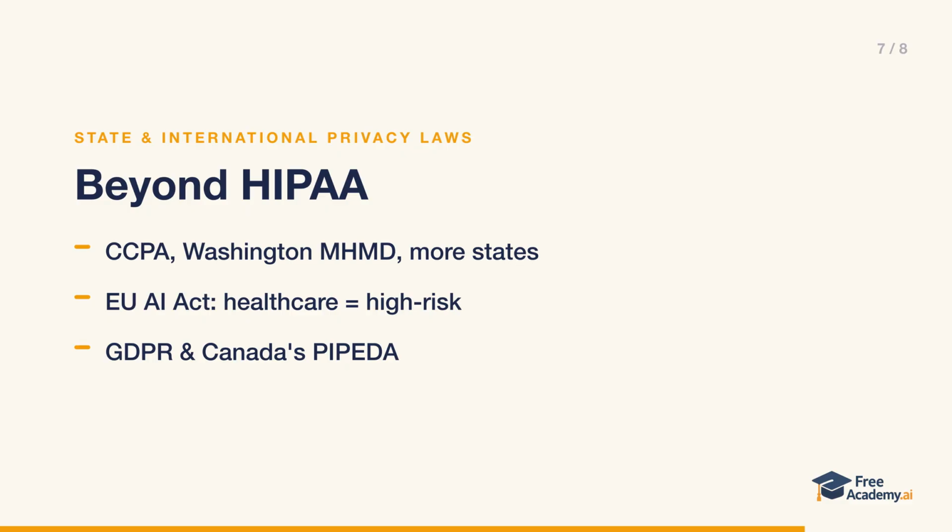If your organization works internationally, add more layers. The EU AI Act classifies healthcare AI as high risk and demands transparency and human oversight. GDPR imposes strict rules on health data, including a right to explanation for automated decisions, and Canada's PIPEDA governs health data in commercial contexts. Multiple laws can apply to the exact same piece of patient data.